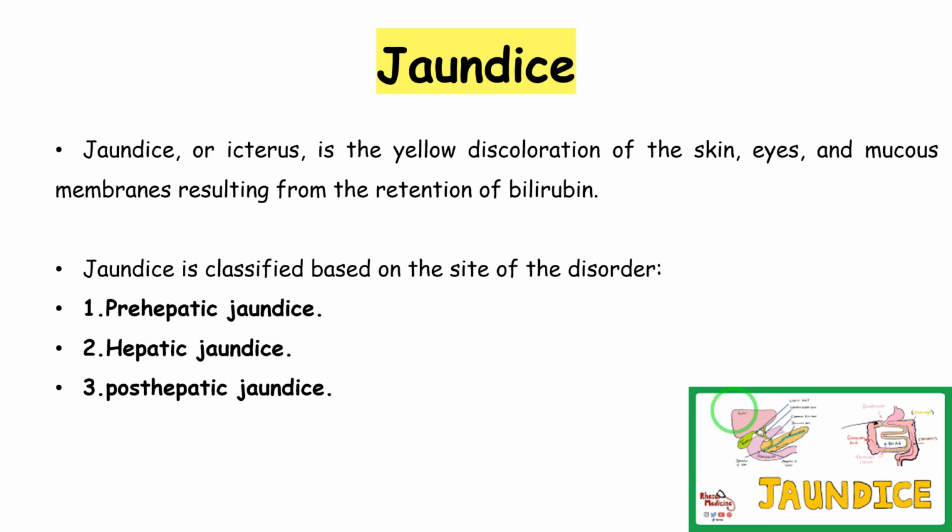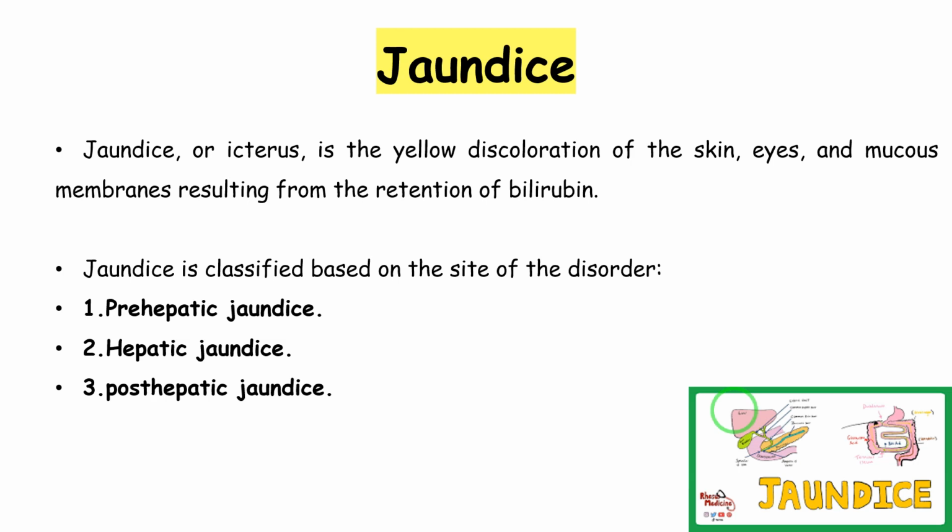What happens if we have abnormality in bilirubin metabolism? The answer is we will have jaundice. So what is jaundice? It is defined as the yellow discoloration that results from an excess amount of bilirubin, or retention of bilirubin in the body. This yellow discoloration usually appears in the sclera of the eye, in the mucous membrane, and in the skin.